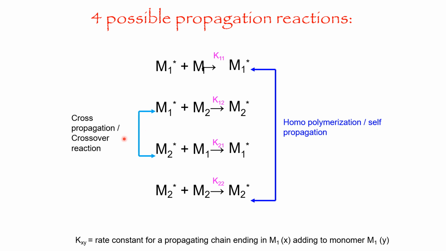And we have another type, which is cross propagation or crossover reactions, where M1 will react with the other type of monomer, which is M2. You will have a rate constant K12. And then we have M2 reacting with the other monomer type, which is M1, so you will have rate constant K21.